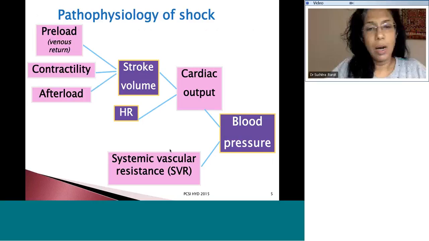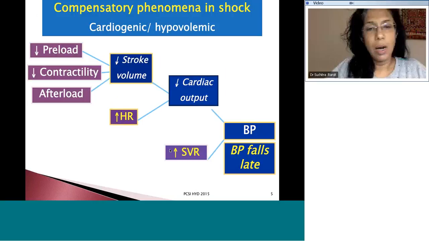What happens in hypovolemic shock or cardiogenic shock? What is the problem? So there's decreased preload in hypovolemic shock and decreased contractility in cardiogenic shock. So the resultant effect is a decreased stroke volume. The first compensation is an increase in the heart rate. If the increase in heart rate isn't sufficient to make up for the lower stroke volume, the cardiac output will fall. And the second compensation would be an increase in the systemic vascular resistance. This serves to maintain the blood pressure, and because of all these compensations, the blood pressure falls late.